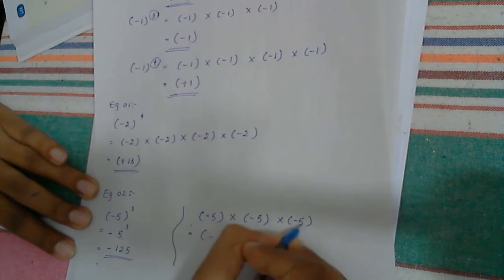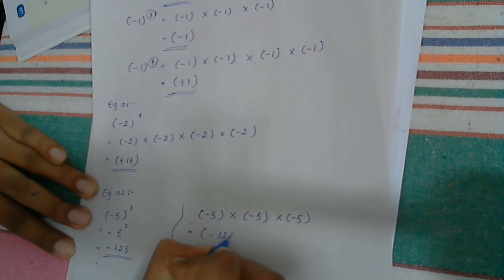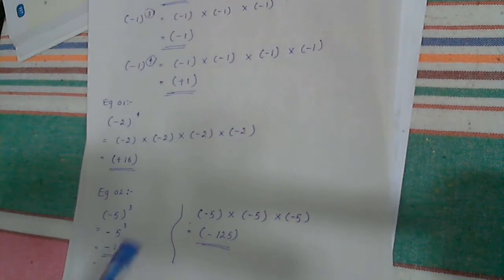5, 5, 25, 25, 5, 125. Same thing. You can use any method from these two. That's all. Then complete exercise 10.2 and also you have to do the miscellaneous exercise.